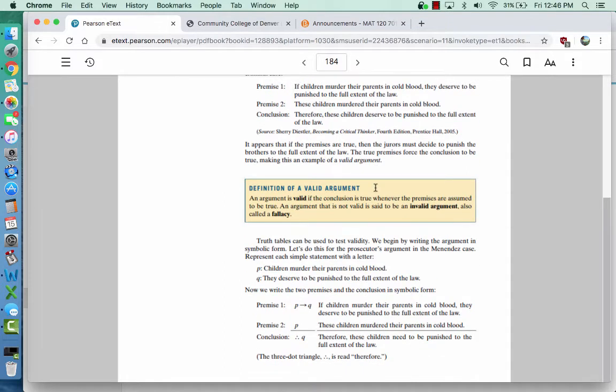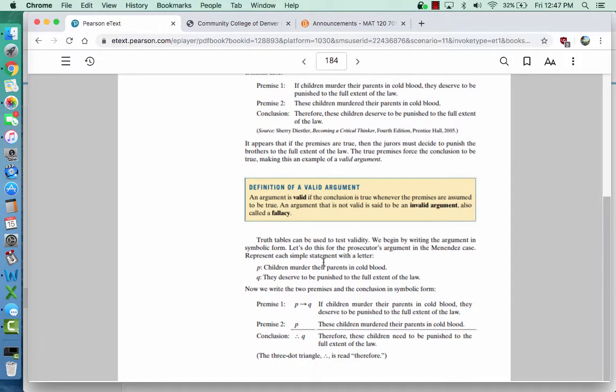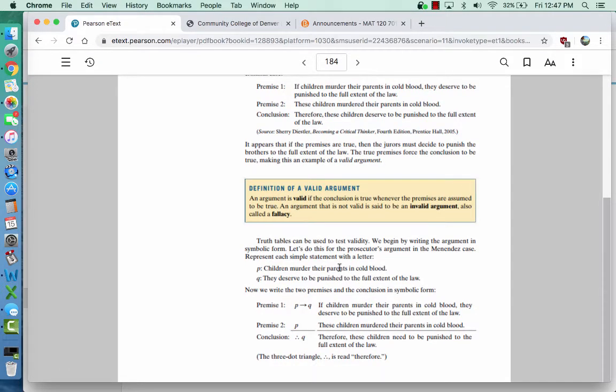So an argument will have two main parts to it: the premise or premises, and the conclusion. An argument will be determined to be valid if the conclusion is true whenever the premises are assumed to be true. So for any argument, we'll always assume that the premises are true, and if that necessarily means that the conclusion also has to be true, then the argument will be valid.